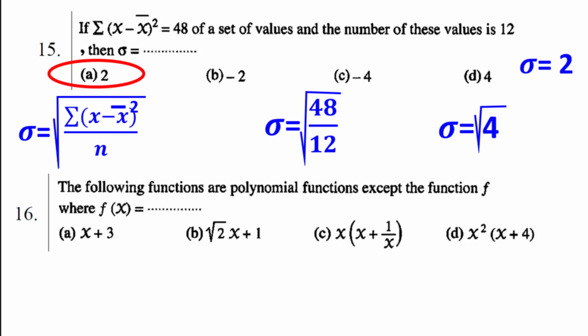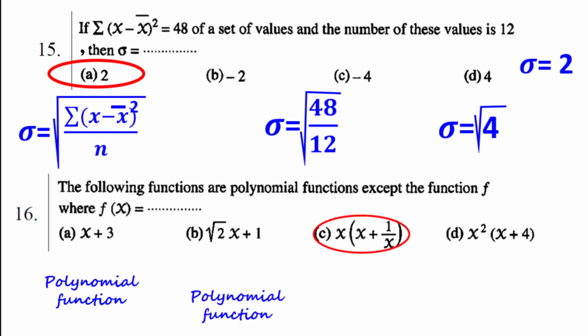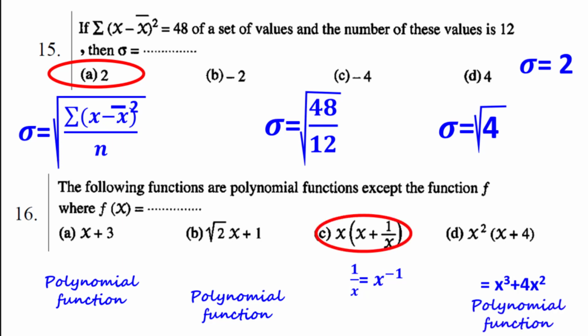Number 16, the following functions are polynomial functions except just one function, where f of x equals what? Look at number 1, it's a polynomial of the first degree. The second is a polynomial function of the first degree. But look at number C. Number C is not a polynomial function because 1 over x we can write as x raised to the power -1. So the correct answer, guys, is number C. And the last one we can rewrite as x cubed plus 4x squared by using the distributive property. It's a polynomial function. So the correct answer here, guys, is C.